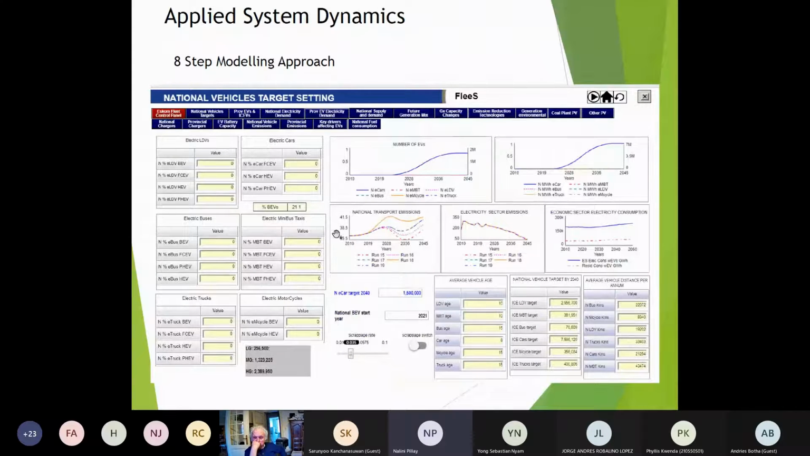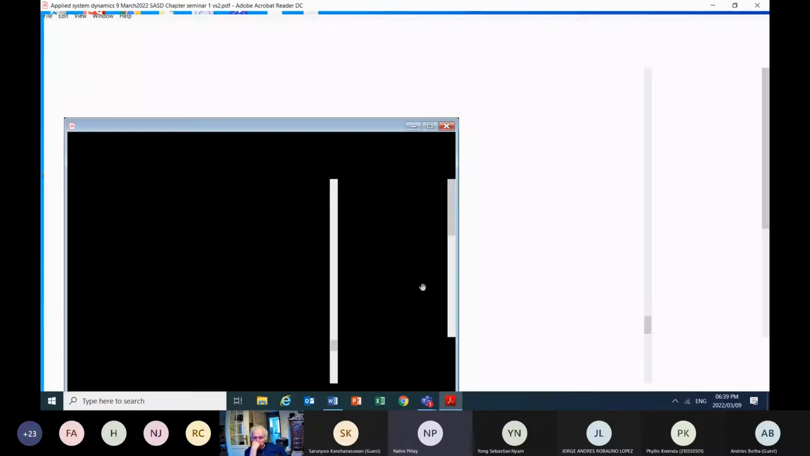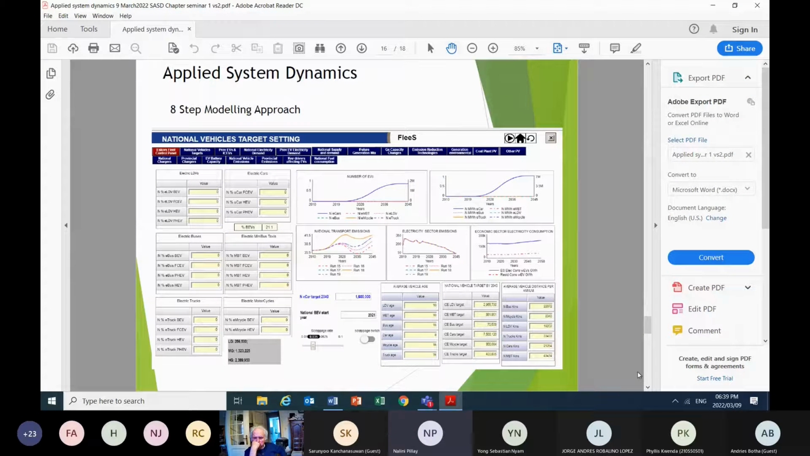So that's it. I see I'm running out of time, so I'm going at a speed. This is just an example of one of the interfaces I have developed using iThink Stella Architect. I just want to quickly show you one of the models. Guys, do we have time for that? Where we've applied the method and then we get to the model.